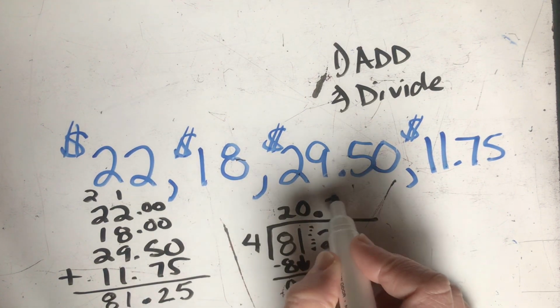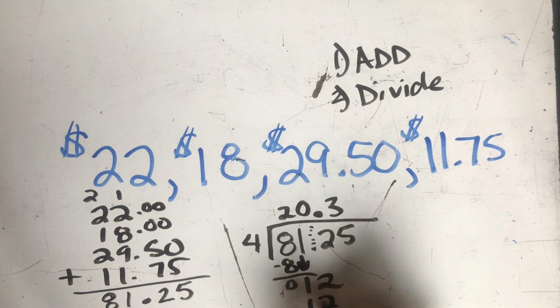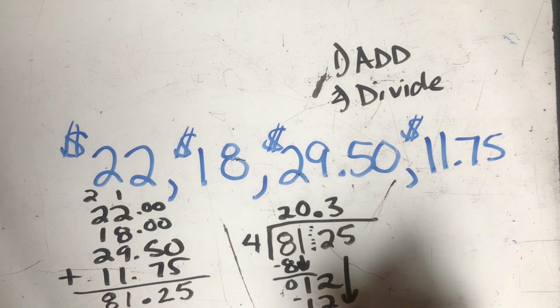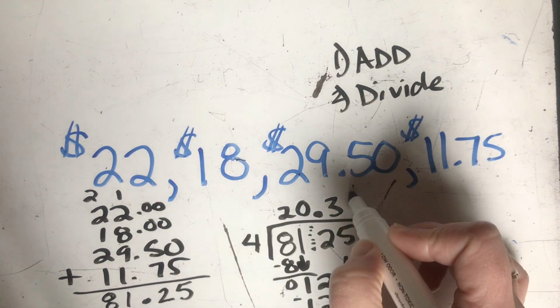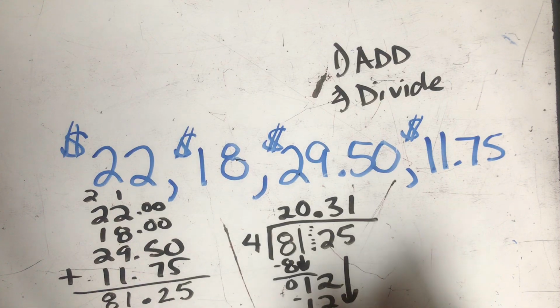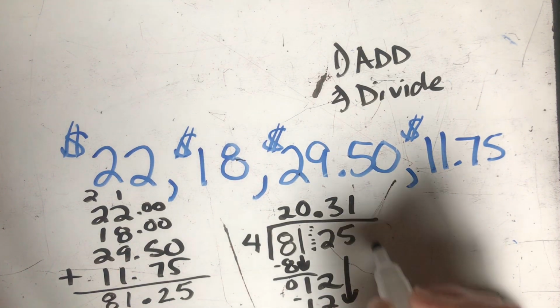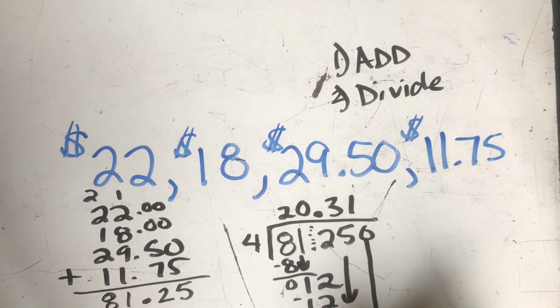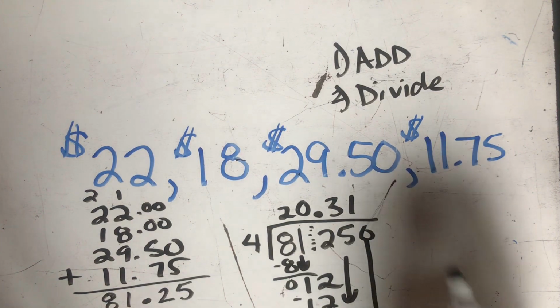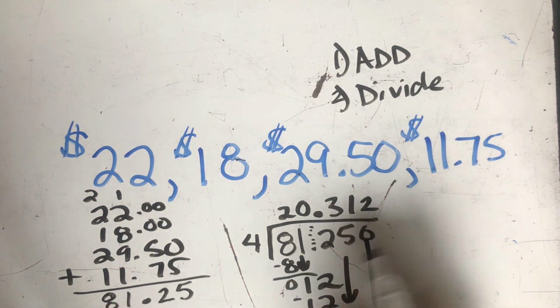4 goes into 12 3 times. 3 times 4 is 12. But I still have a 5. 4 goes into 5 once. 1 times 4 is 4. And now I'm using decimals so I can keep going. 4 goes into 10 twice. 2 times 4 is 8.